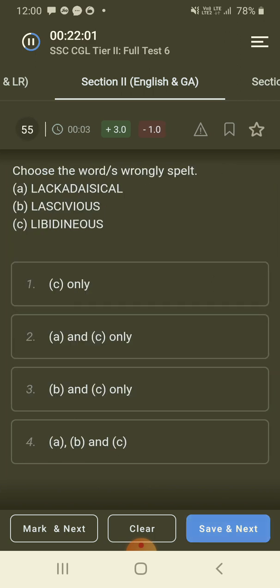Lackadaisical. Lascivious. Libidinous. Lackadaisical.